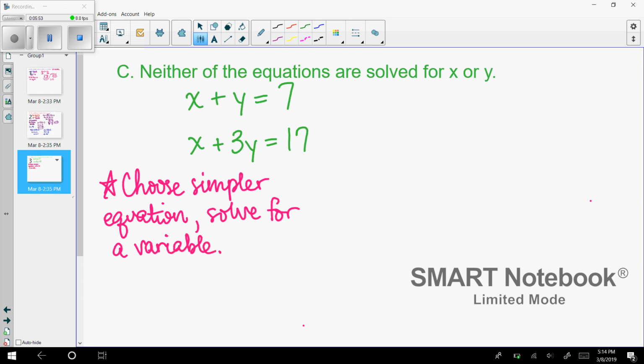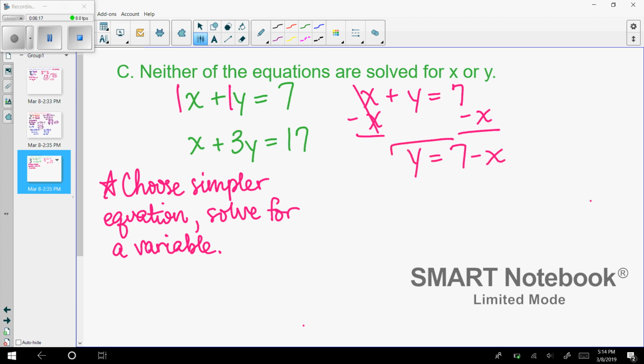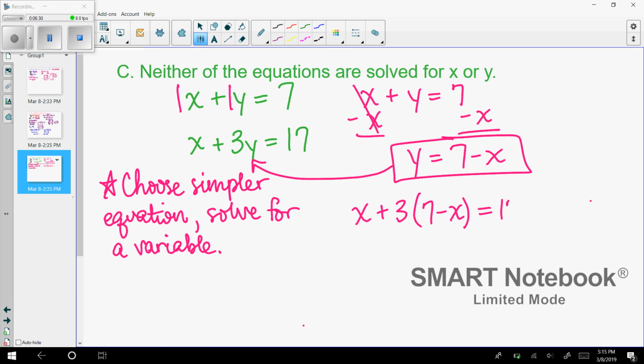Now, as you've been looking at this, you've probably determined that the simpler equation is 1x plus 1y equals 7. I don't want to deal with this 3y. I'd rather just kind of subtract and get to the chase up here. So if I have x plus y equals 7, I'm going to take away x if I want to solve for y, but you could also solve for x. There's my 0 pair. y equals 7 minus x. So now I'm going to take this information and substitute it. I'm going to do it into my second equation. Why not? So x plus 3 times 7 minus x equals 17.